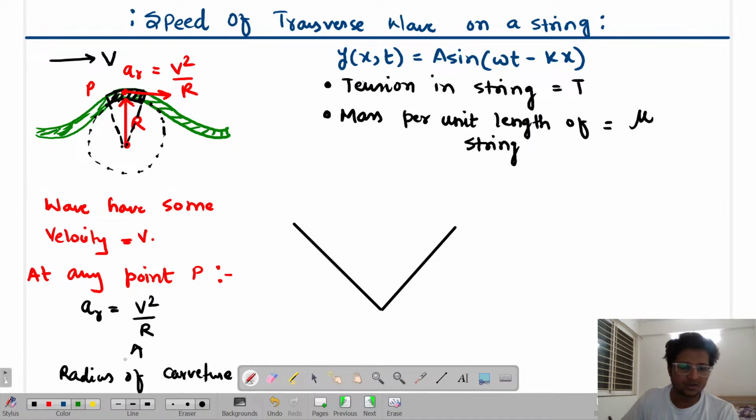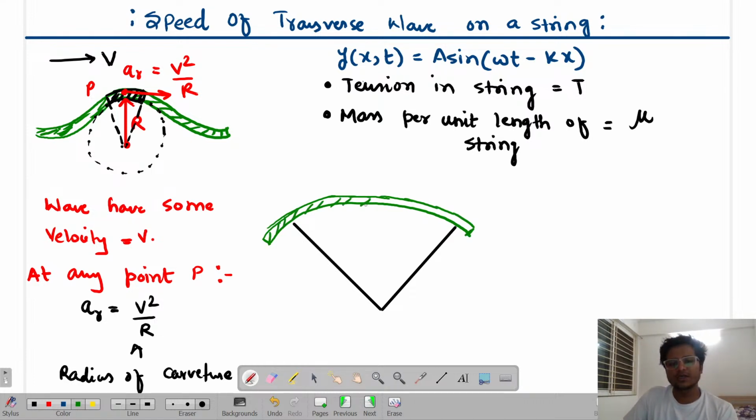When you zoom it, you'll see that the thread is like this way, a kind of curved arc over here. Are you able to get me or not? Got it. And this is my thread. I'm just zooming it. I'm not taking that whole thread. Remember that. I'm just taking a small length dl part over here.